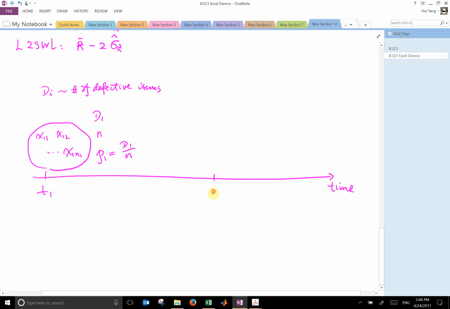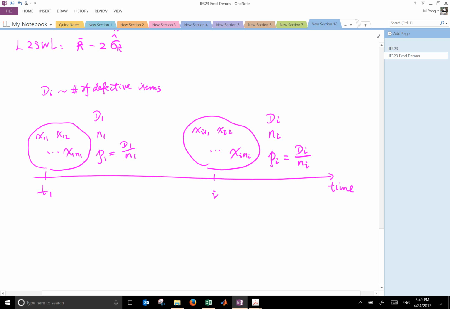And we can do this for i. This will be Xi1, Xi2 to Xini, and we have the number of defective items, and this is the total sample size for the ith sample, and the fraction non-conforming Pi will be Di over Ni.